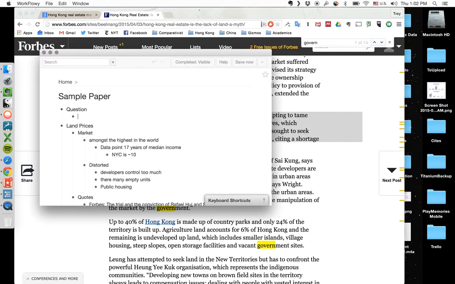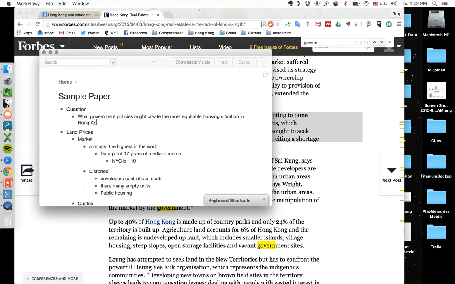There's a few things I could do. Let me play around with this one. Like we could do, how could... what government policies might create the most equitable housing situation in Hong Kong? Okay, so that's a good question. That could also be the title of the paper, right?